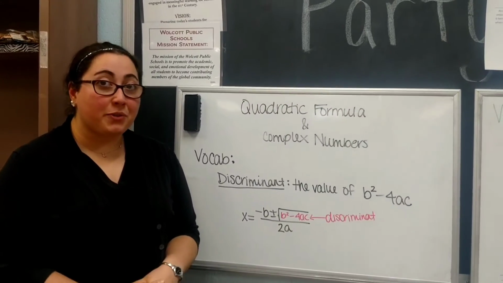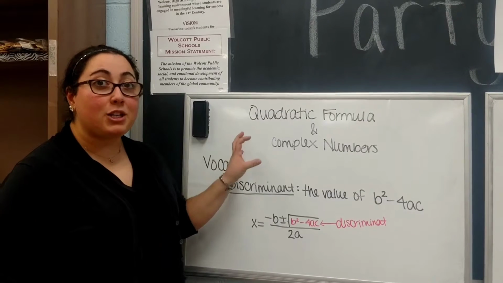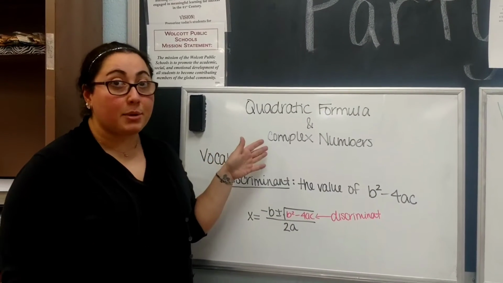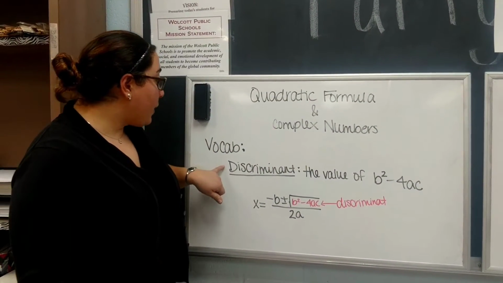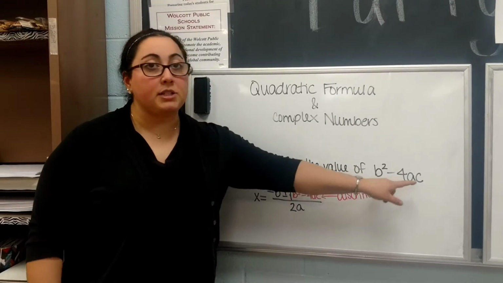This is still part of Unit 3, solving quadratics, but we're going to add one more final thing, and it's a combination of solving quadratics with complex numbers. So for vocab today, we're going to talk about the discriminant. The discriminant is the value of b squared minus 4ac.